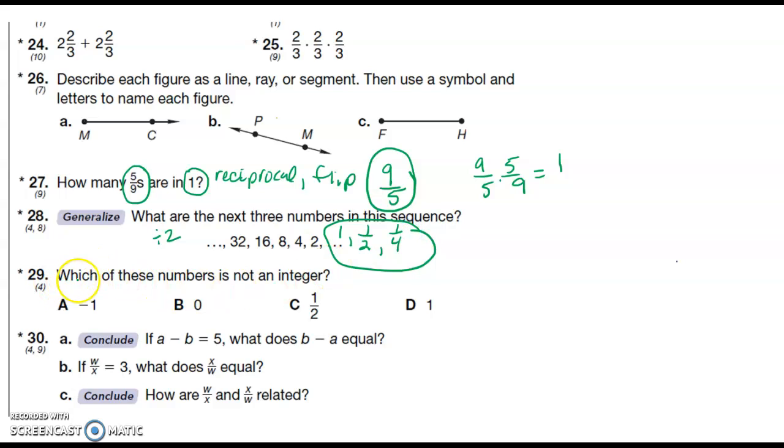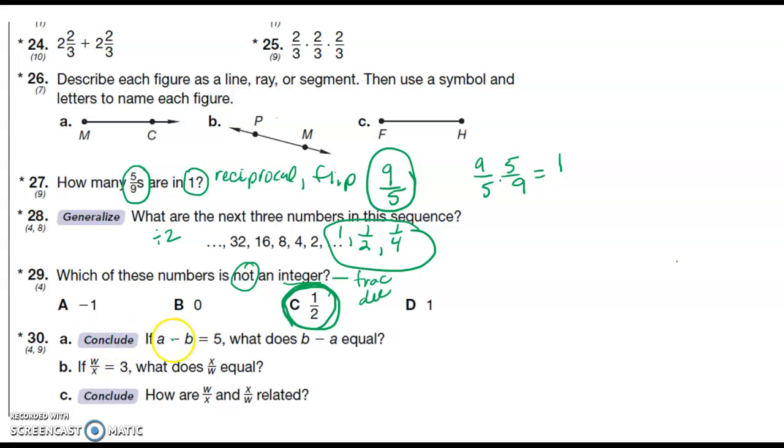Okay. 29. Which of these numbers is not an integer? So we know an integer does not include fractions. This is going to be the only one that's not an integer. Integers don't include fractions or decimals. Everything is a complete whole number. Integers don't include fractions and decimals.